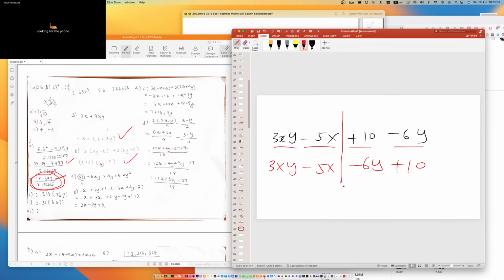Okay, so after you rearrange, then your y starts first for the first two terms, then the y also starts first for the last two terms. Okay, so now things are very simple. You just do it the normal way, take out common factor. So what I see here is the x. Common factor is x, right? So you take out x, you get 3y minus 5. Then what about here?